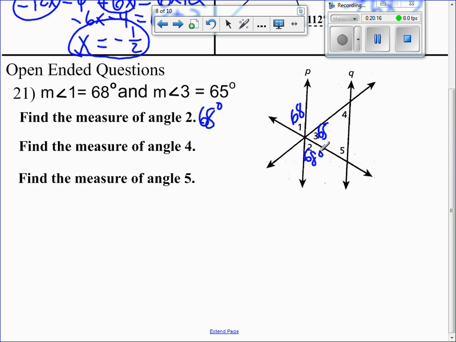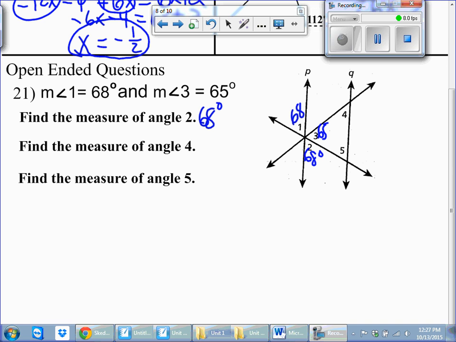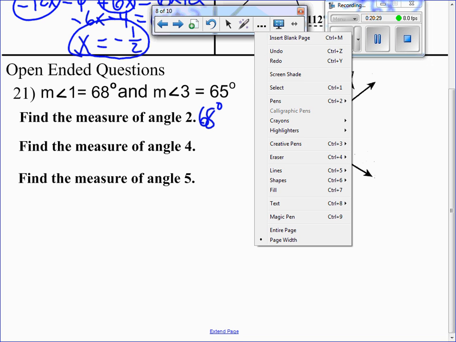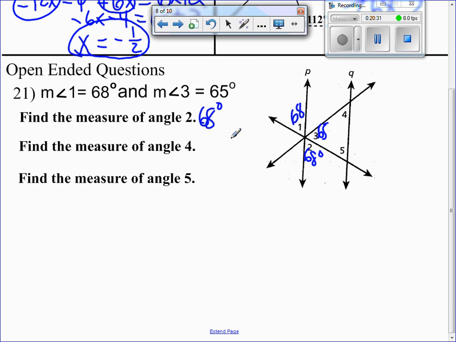Find the measure of angle 4. Well, we know what angle 5 is based on what angle 2 is, because we know that alternate interior angles are equal. So if this is 68, then this is also 68 because P and Q are parallel.